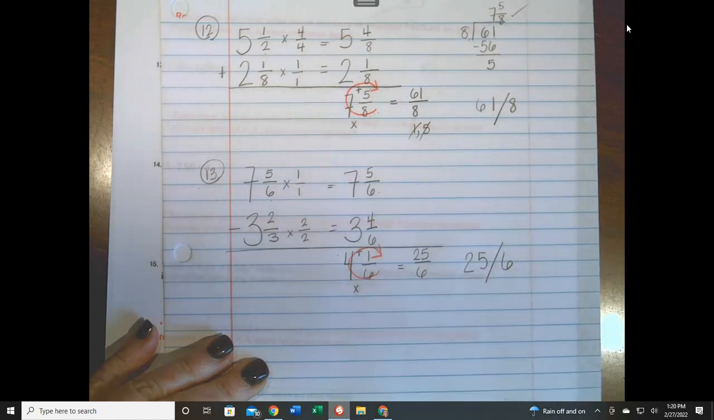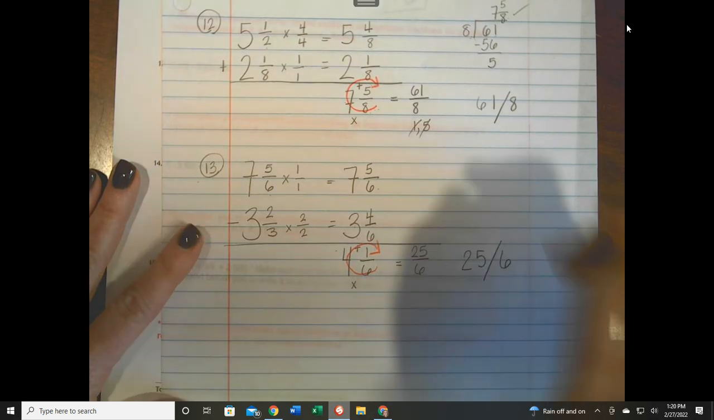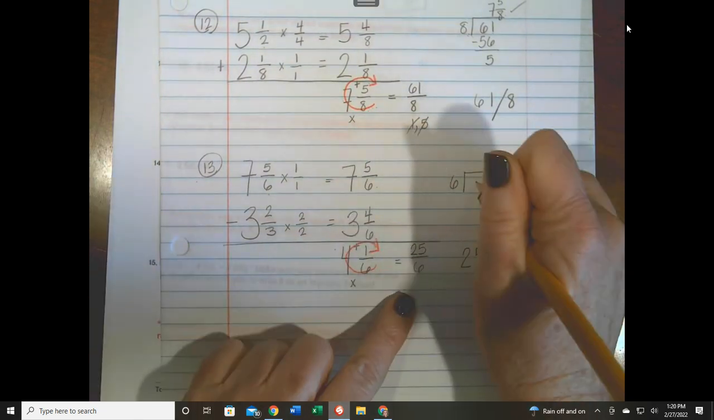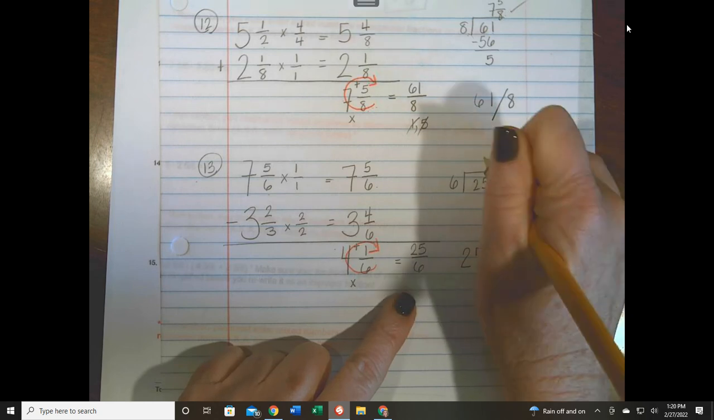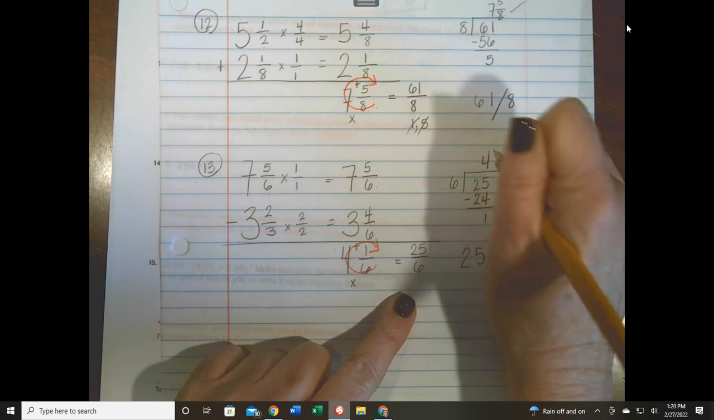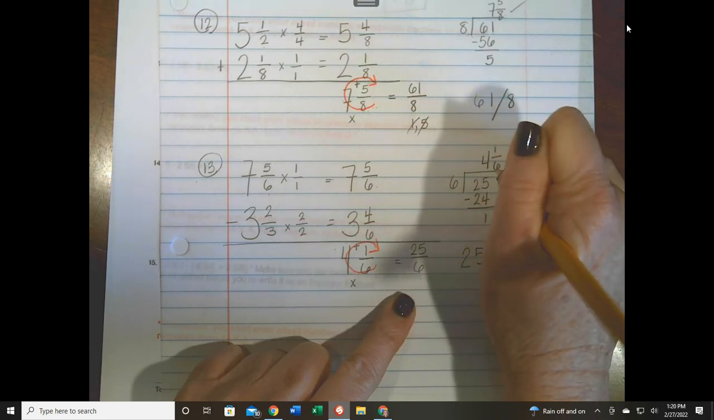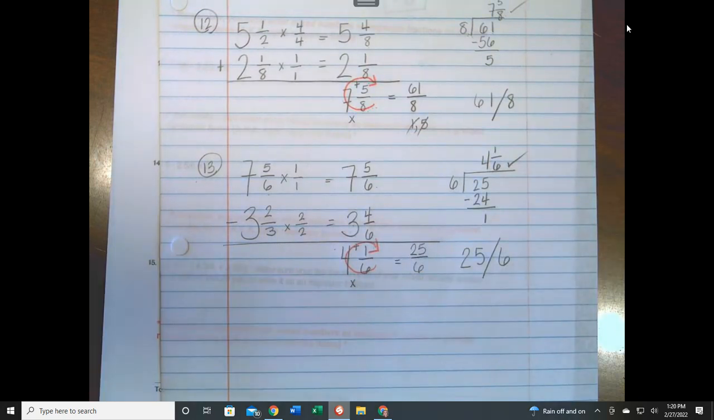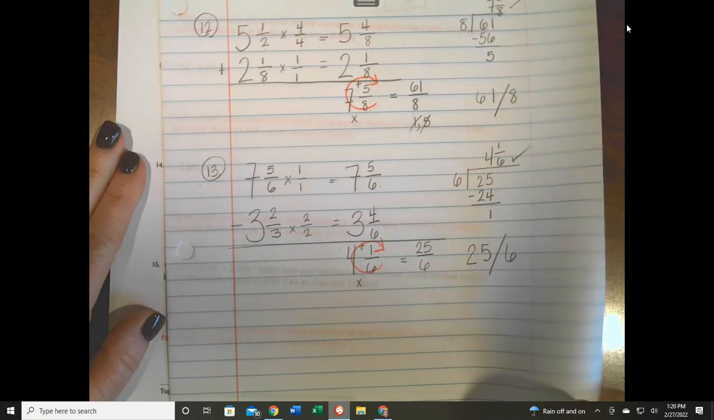All right, to check it, if you want to make sure before you submit your test, divide 25 by 6. 6 goes into 25 4 times. 4 sixes are 24. 1 left over, so you have 1 out of 6 parts left over. 4 1/6 is what you started with. Real quick check on these.